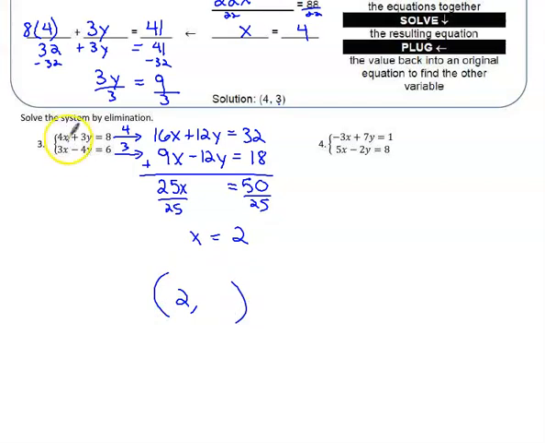So my solution is 2 comma something, so I need to figure out the y value. So let's go with either the top row or the second row. Second row is negative, so let's just use the top row. It doesn't matter which one. It works in both situations. So 4 times that x plus 3y equals 8. So 8 plus 3y is equal to 8. Subtract 8 from both sides, and you get 3y is equal to 0. Divide by 3, and you get y is 0.